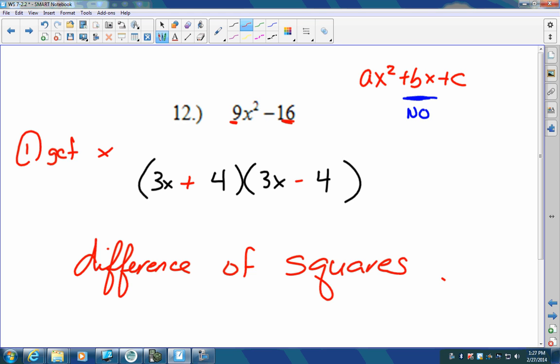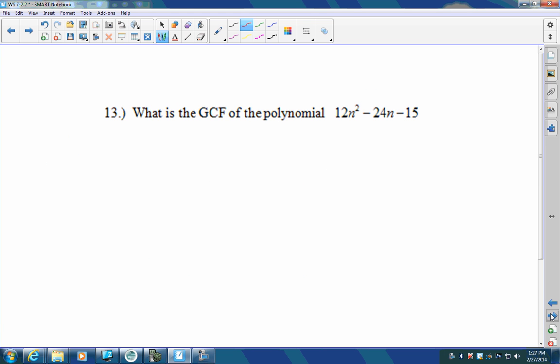Let's see. What is the next one? 13? Oh, 13's easy. 13 wants to know the GCF. That's all it's asking you. I find the smallest number. Does 12 go into 24? Yes, but does 12 go into 15? No. Another factor of 12. 11 doesn't. 10. 9. 8. Y'all keep telling me what number you're trying to tell me. 3. 3 goes into all of them. That's the GCF, 3.